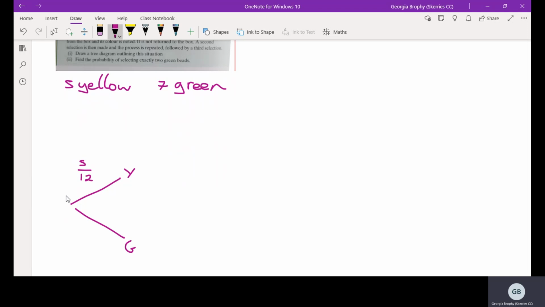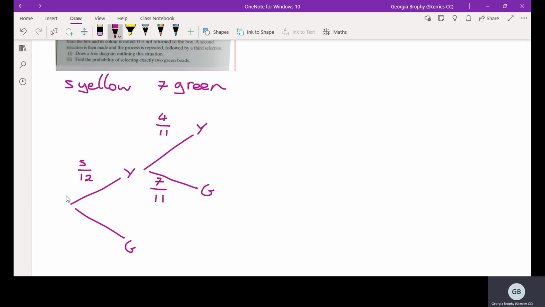Now what's happened when you chose that yellow bead? Because it didn't get returned, after you choose that yellow bead, I'm going to make another choice. And this time, the probability of you choosing yellow, well, 1 yellow bead is already gone. So there's only 4 left. So it's 4 and your total now is 11. But let's say you choose yellow and then you choose green. Well, there's still 7 green left, but there's only 11 in total.